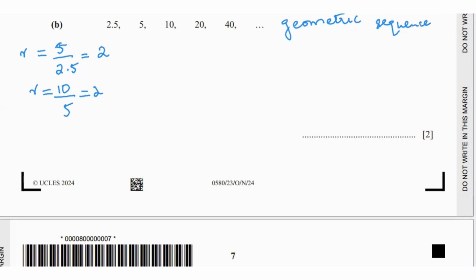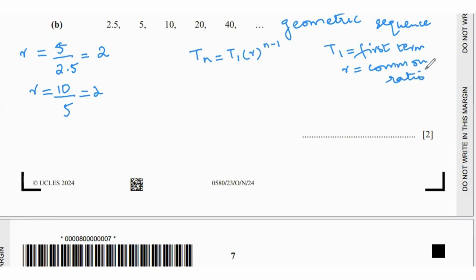So the nth term for a geometric sequence has the formula of T1 times R to the power of n minus 1. T1 is your first term. R is your common ratio. And n is the number of the term, depending on what you're trying to find. So since we're trying to find the nth term, if we substitute the values, T1 is 2.5, R is 2, and to the power of n minus 1.